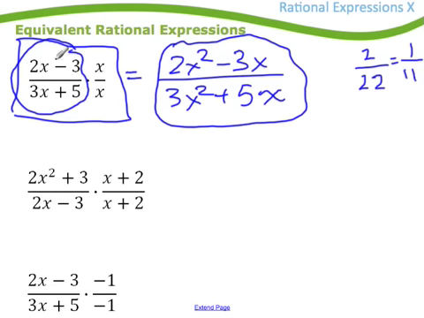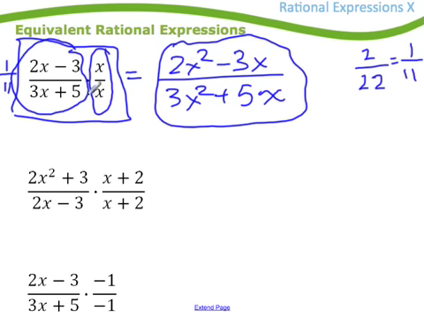Let's see if we get that same thing just looking at this part. So 2 times 2 is 4, minus 3 is 1, over 3 times 2 is 6, 6 plus 5 is 11. Hey, it's the same number. So even though I multiplied by x over x, I'm not changing the equality of the expression.